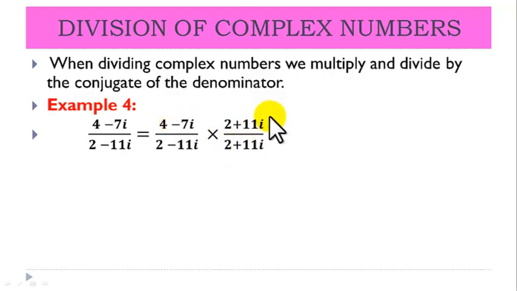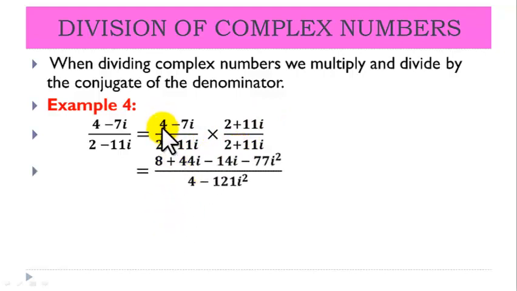We can then multiply out the numerators and we also multiply out the denominators to obtain the following. 4 times 2 is 8. 4 times plus 11i is plus 44i. Minus 7i times 2 is minus 14i. Minus 7i times plus 11i is minus 77i squared.